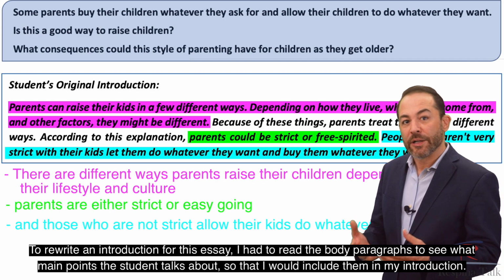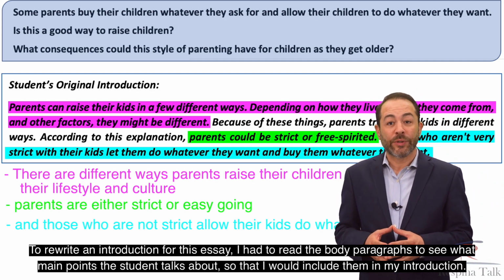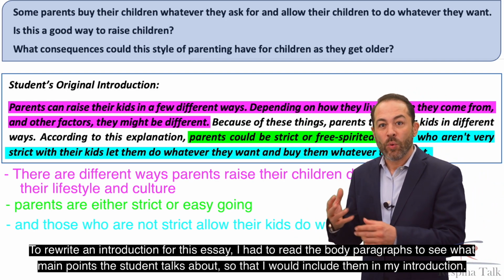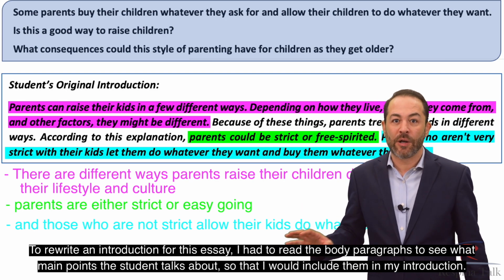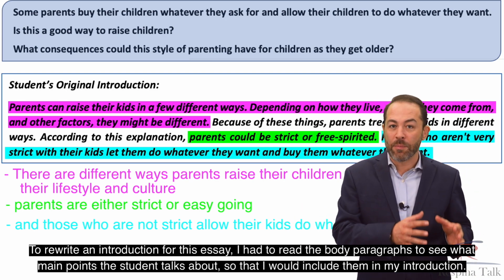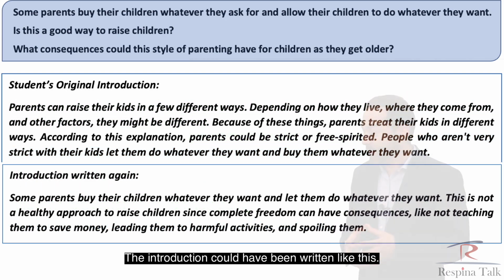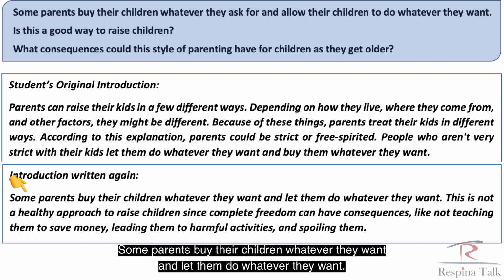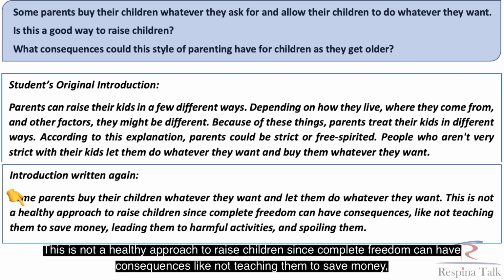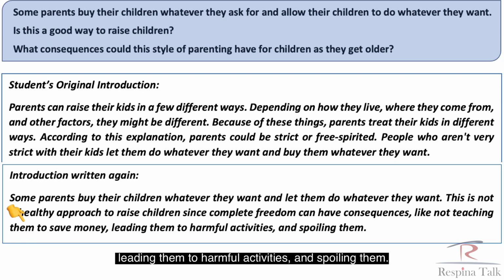So to rewrite an introduction for this essay, I had to read the body paragraphs to see what main points the student talks about so that I would include them in my introduction. The introduction could have been written like this. Some parents buy their children whatever they want and let them do whatever they want. This is not a healthy approach to raise children, since complete freedom can have consequences, like not teaching them to save money, leading them to harmful activities, and spoiling them.